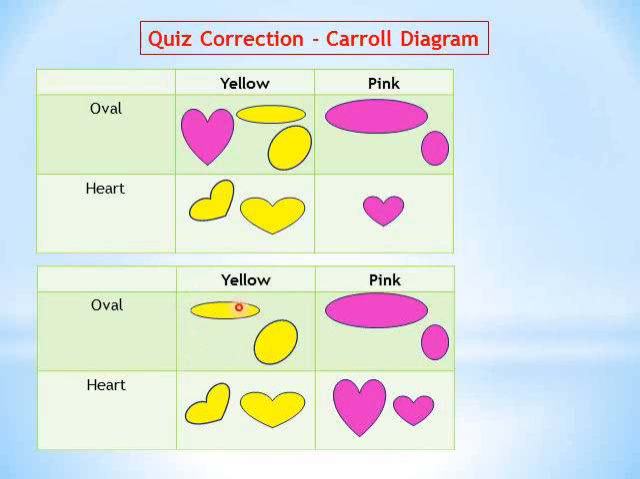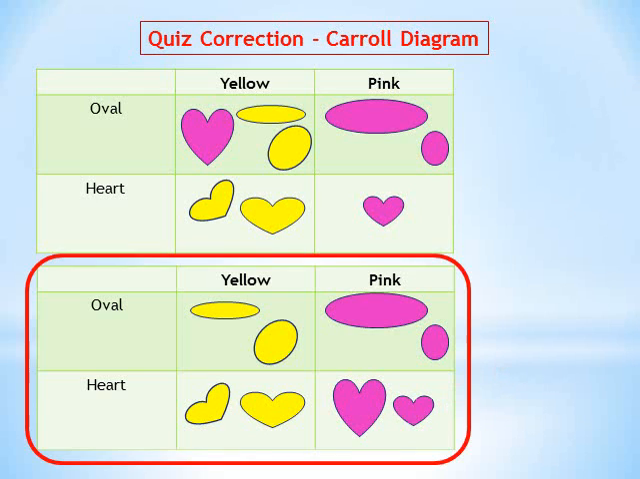I have here yellow ovals, yes, I have here pink ovals. Here I have yellow hearts, and here I have pink hearts. So this second Carroll diagram is the correct one.